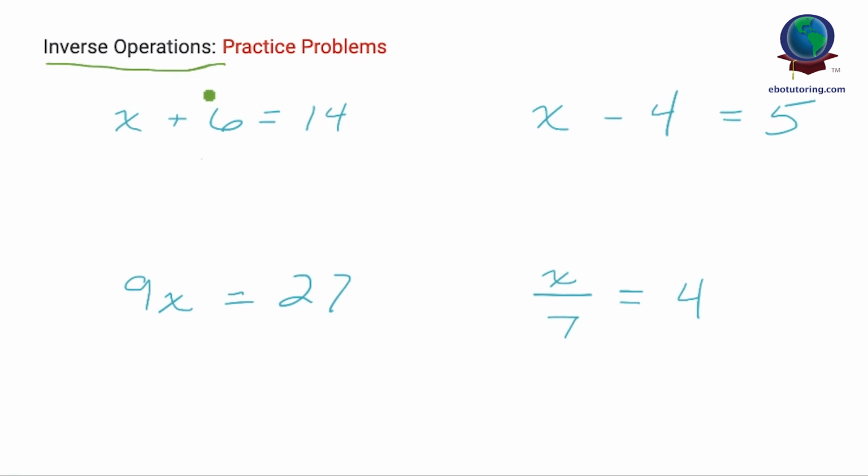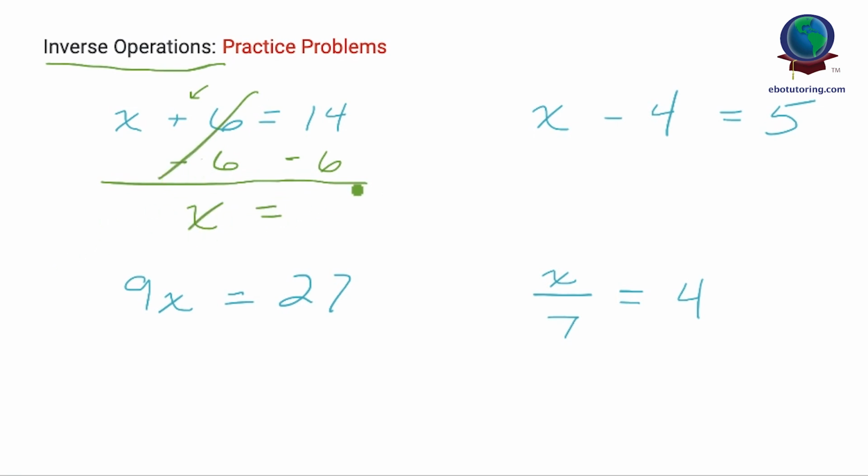If I see adding, what am I going to do? Subtract. Subtract 6, not plus 6, but we subtract 6 to both sides. We do the opposite of what we see. And doing that gets rid of this 6 right here, because we subtracted it, and that leaves us with x.